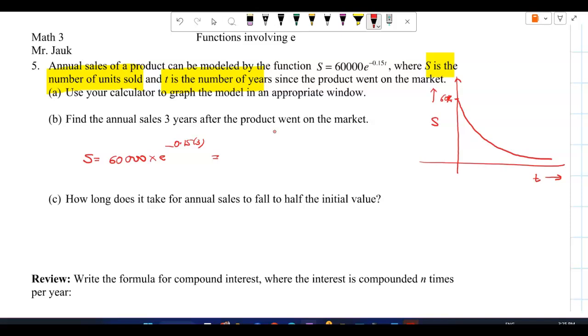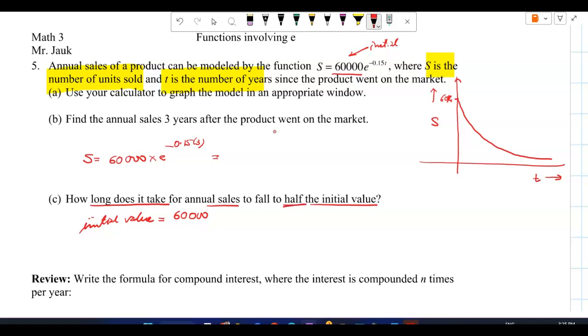How long does it take for the annual sales to fall to half the initial value? What is the initial value? Would it be 60,000, no? When T is equal to 0, 60,000. Initial value is the value when time is 0. So this is always the initial value in your exponential functions. Obviously, when your time is 0, anything to the power 0 is 1. So it'd be 60,000 times 1, the initial value, if you substitute that.